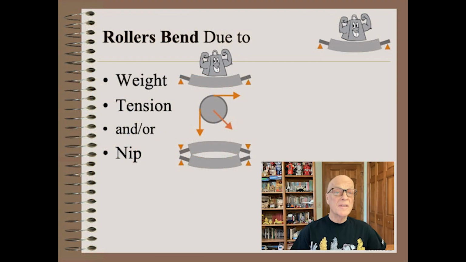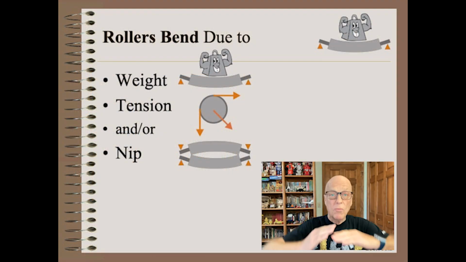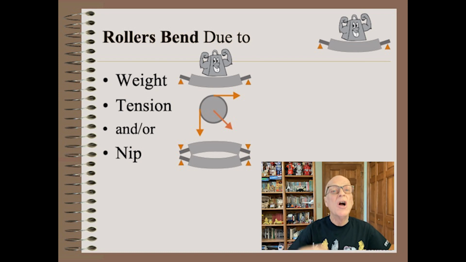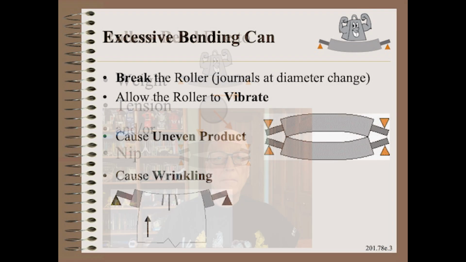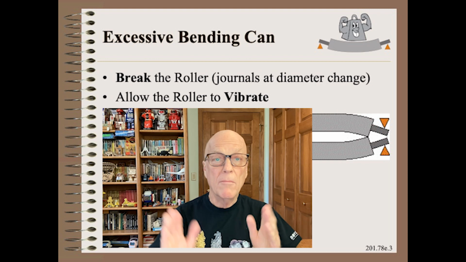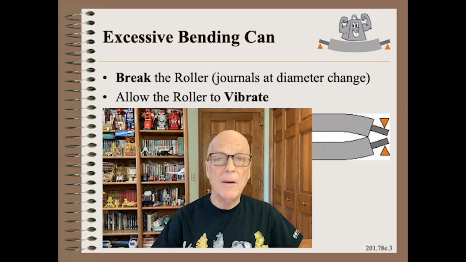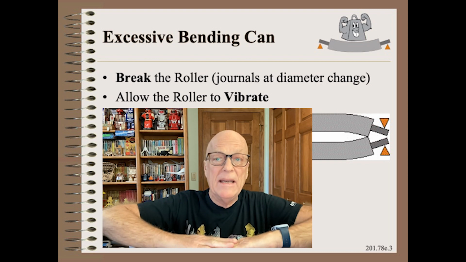The laws of physics guarantee that rollers will bend due to the vector combination of roller weight, web tension, and/or nip load. There are many undesirable outcomes from excessive bending.